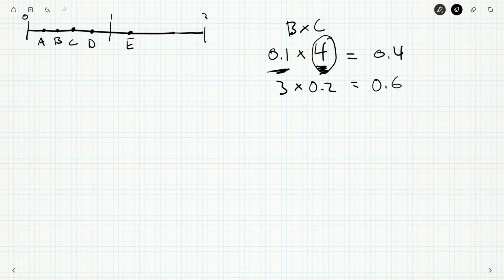Knowing that, B is between 0 and 1, C is between 0 and 1, so the product is going to be much smaller than C and much smaller than B. There's only one number that's like that, so our answer should be A.